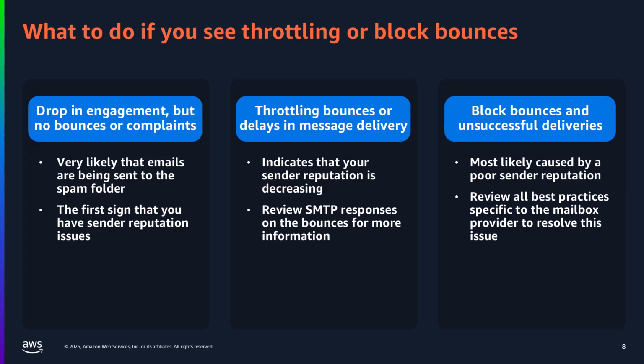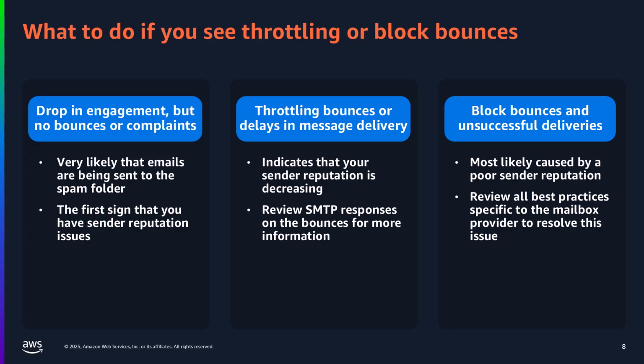Next, we'll discuss what to do if you start seeing throttling or block bounces in your email sending. If you start to see a drop in overall engagement but do not see an increase in bounces and complaints, it likely means that a majority of your messages are being routed to the spam folder and not to the inbox. It is generally the first sign that you have a sender reputation issue.